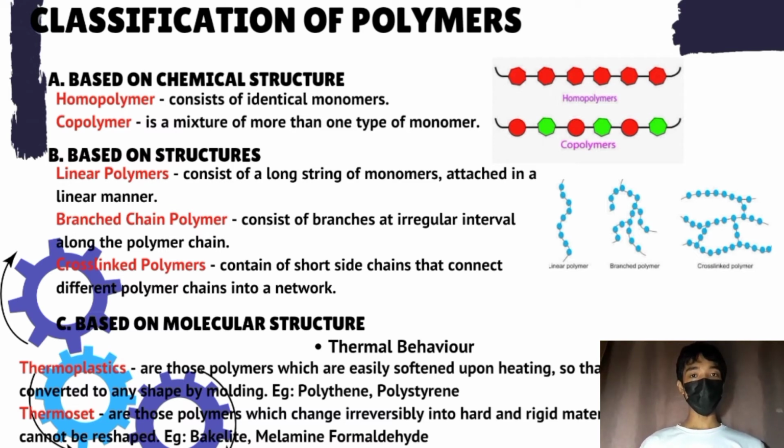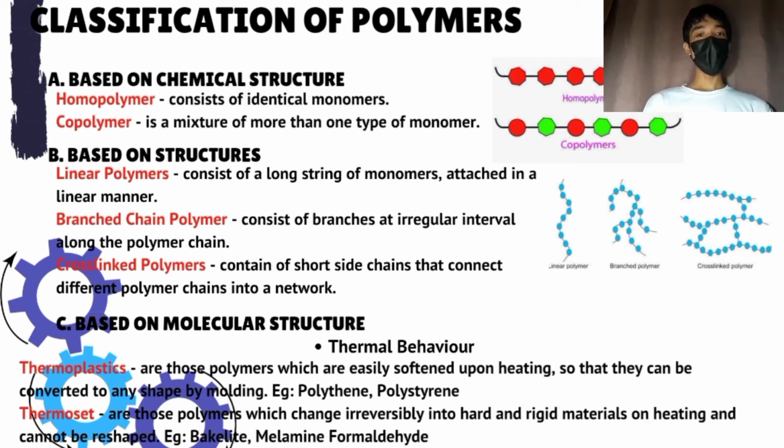Next is based on structure. Under the based on structure, there are three types, which are linear polymers, branch chain polymers, and cross-link polymers. In linear polymers, the repeated units are joined together end-to-end in single chains. In branch polymers, side branch chains are connected to the main ones. And then the last is the cross-link polymer. The adjacent linear chains are joined one to another at various positions by covalent bond.